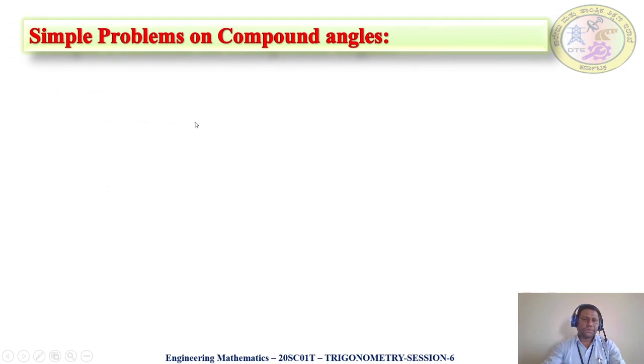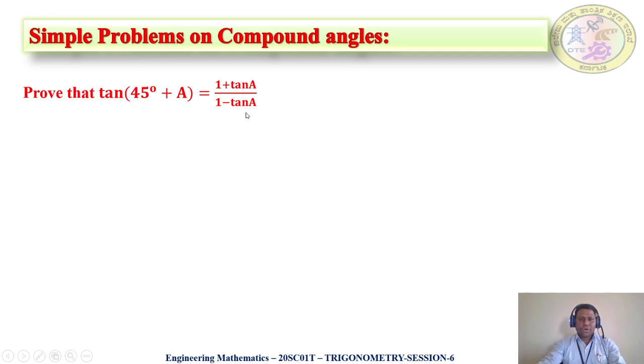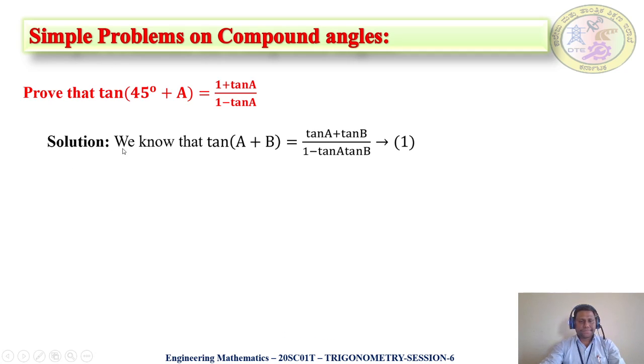Now we are going to some simple problems on compound angles. That is, prove that tan of 45 degree plus a is equal to 1 plus tan a whole divided by 1 minus tan a. We have to prove this one. So we will consider first LHS. To solve this problem, you can observe here it is of the form tan of a plus b, and you know that tan of a plus b formula is tan a plus tan b whole divided by 1 minus tan a tan b. This is the formula we know, so we call it as equation number 1.